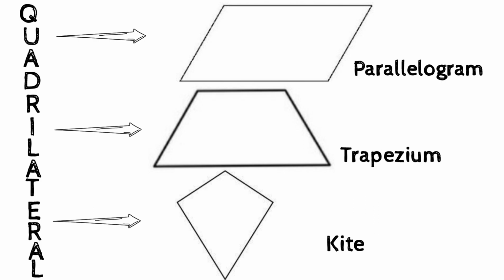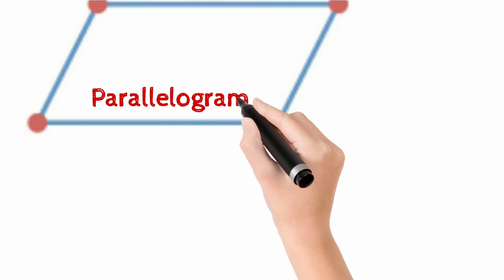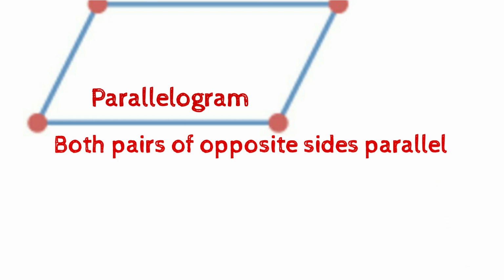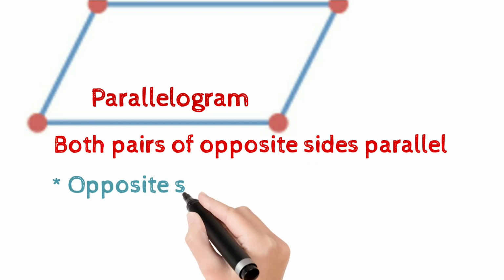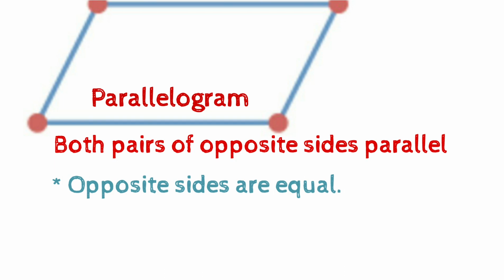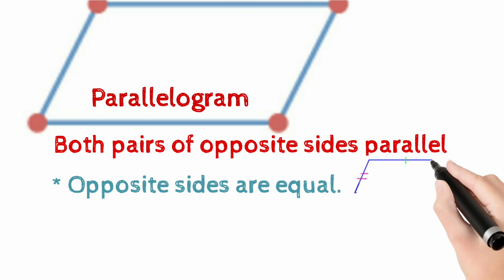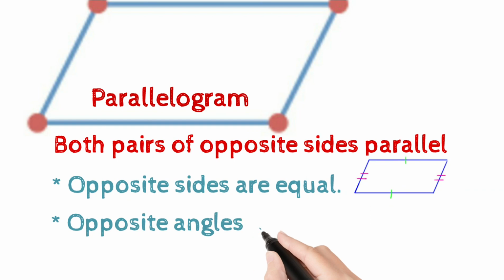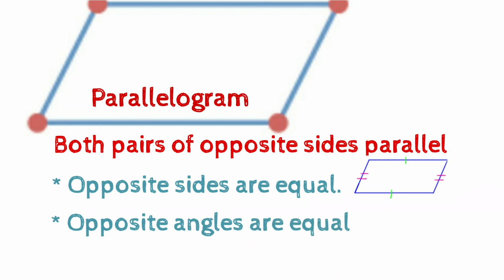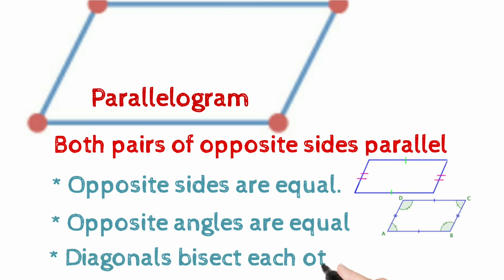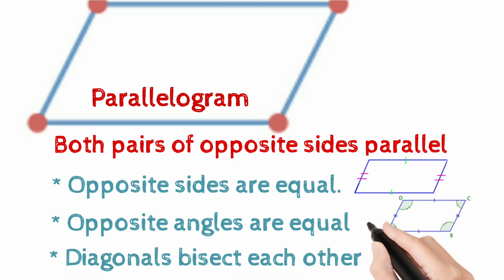So let us take our first category, that is parallelogram. So if you observe this figure here, both the pair of opposite sides are parallel here. So we call it a parallelogram. Now looking at the properties of a parallelogram, the opposite sides of this figure are equal, as you can see in the given figure. Also, opposite angles are equal. So this is our second property. And the third one is diagonals bisect each other. These are the properties of a parallelogram.